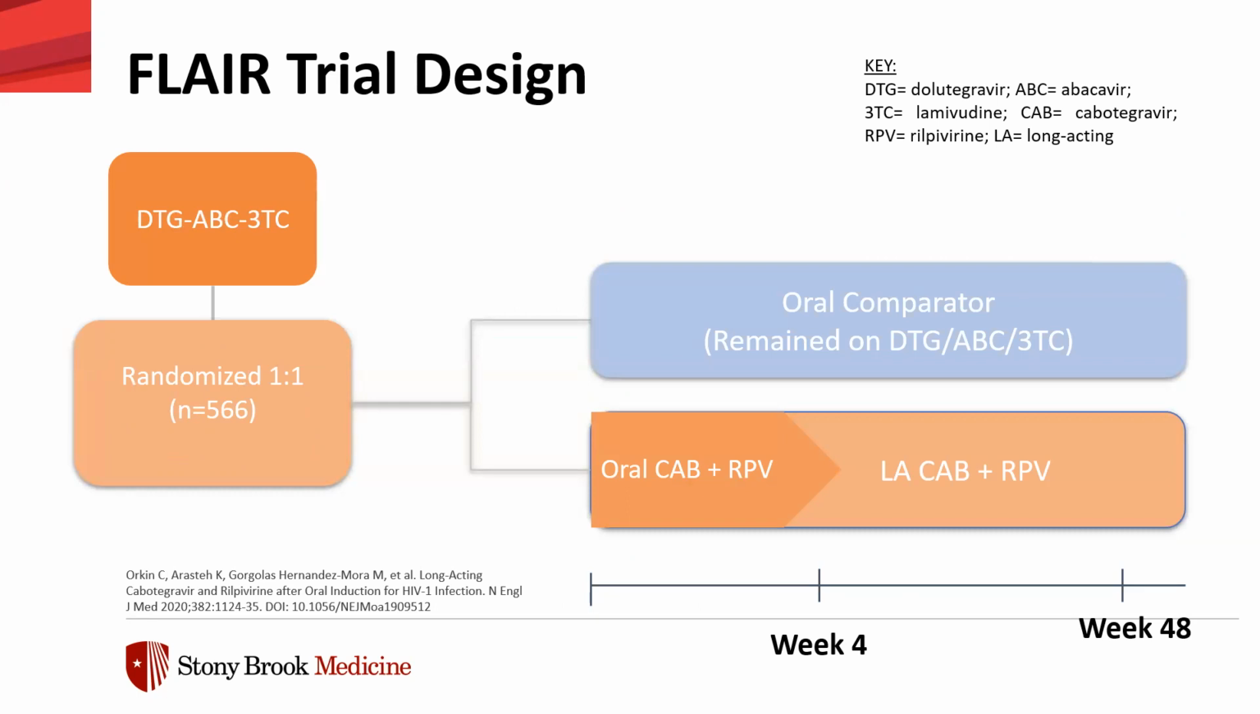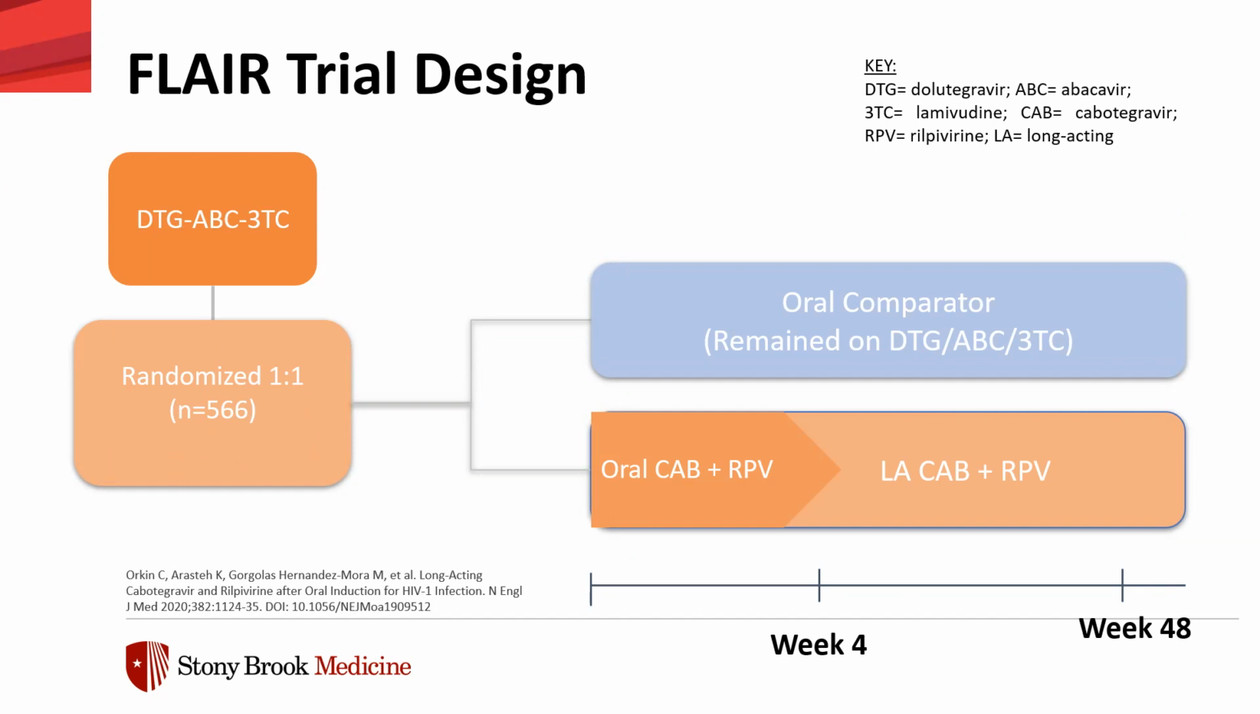Participants all started on the same regimen, dolutegravir, abacavir, and lamivudine, and if we remember, that is sold under the brand name Triumeq. After 16 weeks of this regimen, if they had an HIV RNA level of less than 50 copies per milliliter, they were then randomized in a 1-to-1 ratio to either continue receiving that oral comparator of Triumeq or transitioned into long-acting therapy injections with Cabenuva.